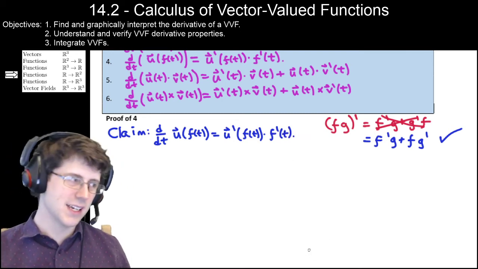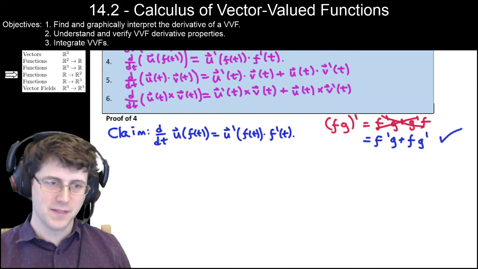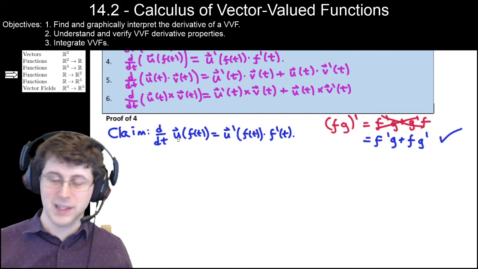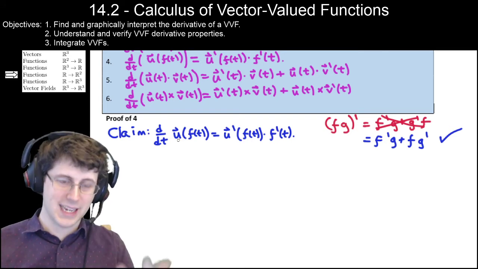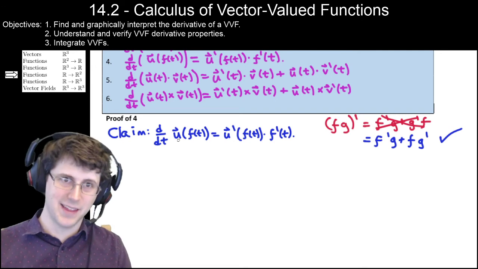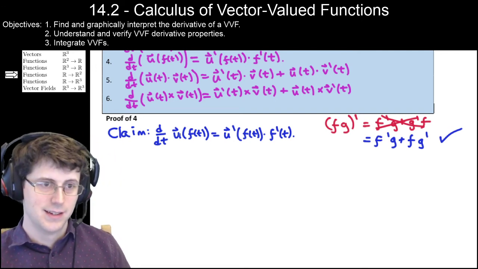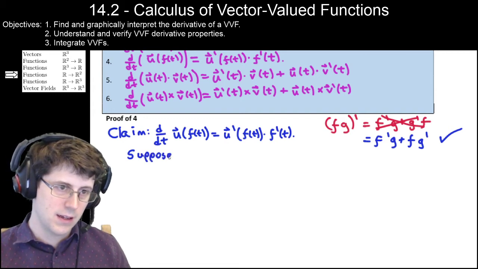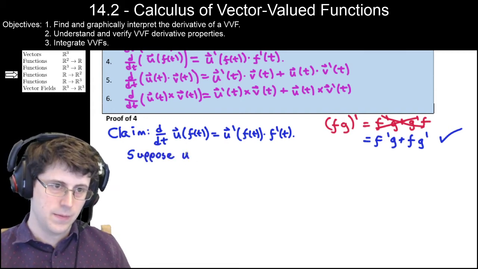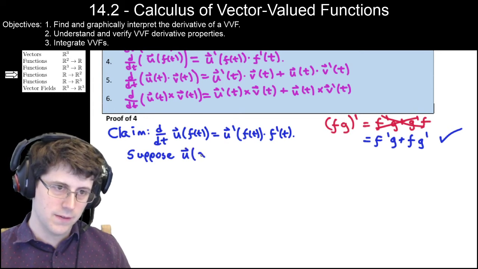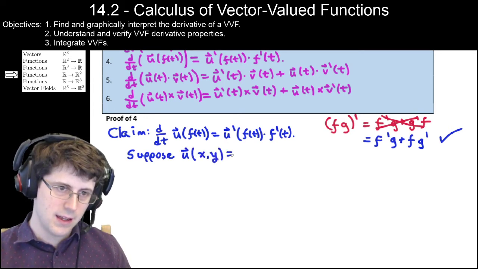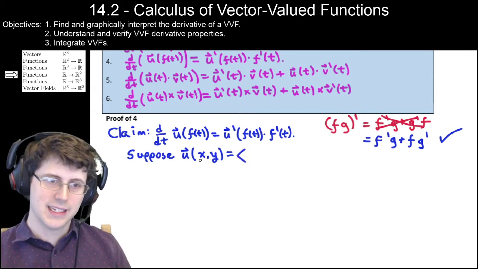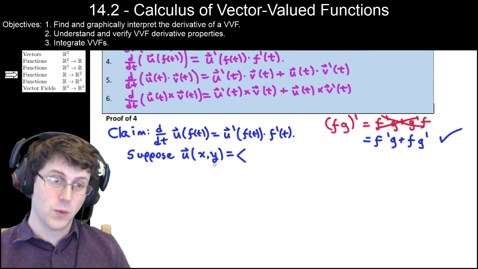How do these proofs look? Well, because the derivative of a vector-valued function is defined by just breaking everything up into components, what we'll end up doing is breaking everything into components and then putting it back together. So we'll say, suppose u of x y is, like, what does a vector-valued function do? Well, it has something that it does to x and something that it does to y.